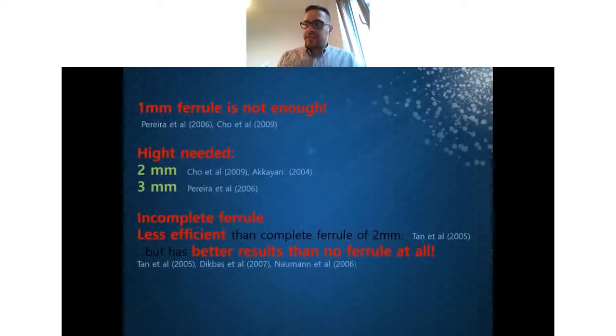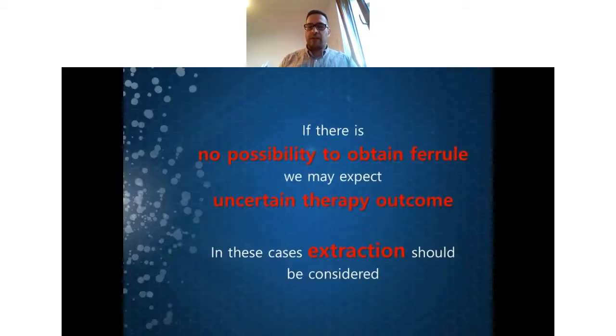1 millimeter ferrule is not enough. It's according to the literature that is available. The height that is needed depends basically on the researchers. So some say that 2 millimeters is fine. Someone says that 3 millimeters is fine. Either way, incomplete ferrule is less efficient than the complete one, but then again, it's better than having no ferrule at all. So basically, even if you don't have 2 or 3 millimeters all the way around the tooth, it is better to have something than to have nothing.